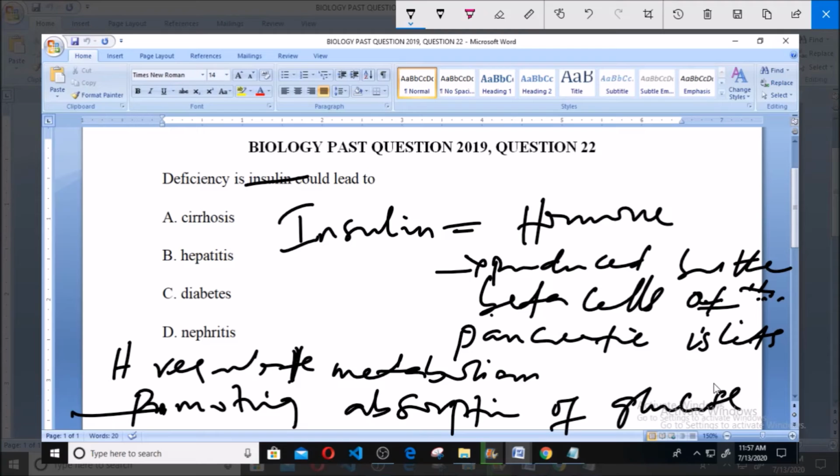So if an organism does not have insulin, the promotion of the absorption of glucose will be hindered, thereby accumulation of glucose occurs. Now diabetes is an illness that is due to the accumulation of excess glucose in the body tissue, glucose that has not been absorbed. So from this explanation, you agree with me that the deficiency in insulin will lead to diabetes.